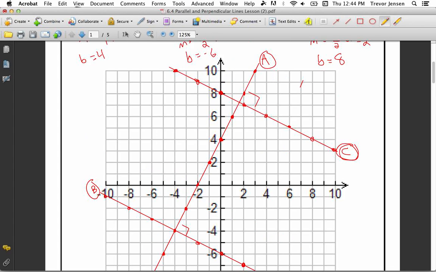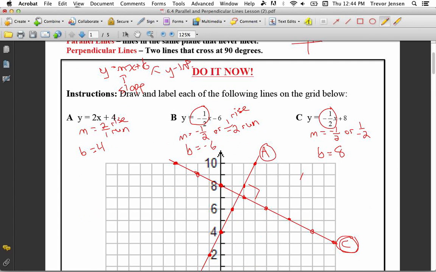What do you notice about the slopes of lines that are perpendicular? Well, the slope of line A was 2 over 1. The slope of line B was negative 1 over 2. So what you should notice is the slope of 2 over 1 and the slope of negative 1 over 2 are what we call negative reciprocals. And what that means is, to find a perpendicular slope, if your original slope is 2 over 1, a slope perpendicular to that would be flipped.